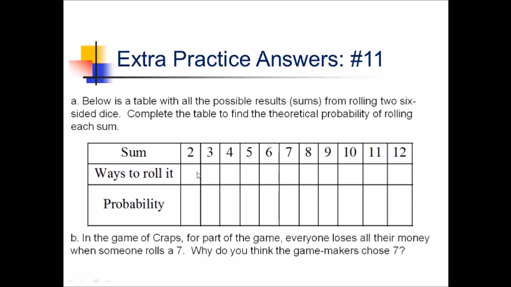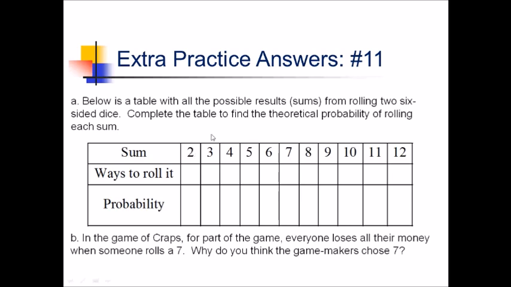We want to complete the table to find the theoretical probability of rolling each of these sums. So this will be a decent amount of work because we have to count up the ways to roll each of these sums and then turn it into a probability. Let's start with the easiest one, rolling a 2. There's only one way to do that. That's if you roll a 1 and a 1.